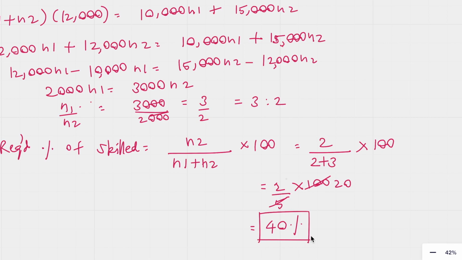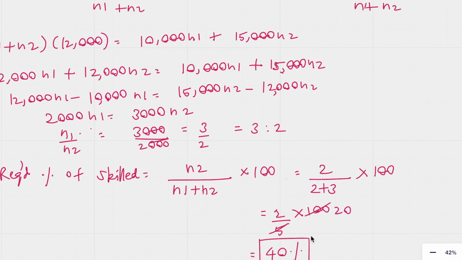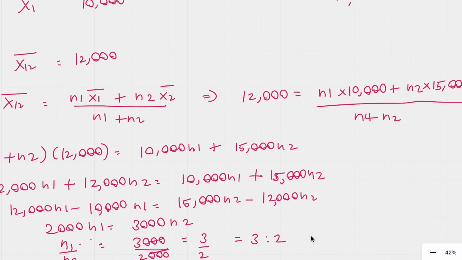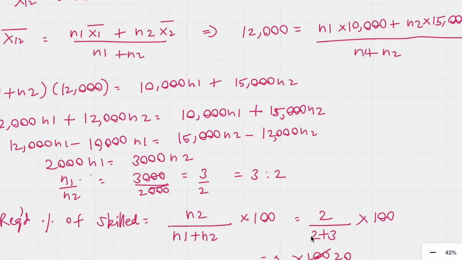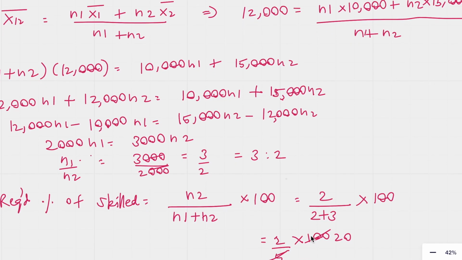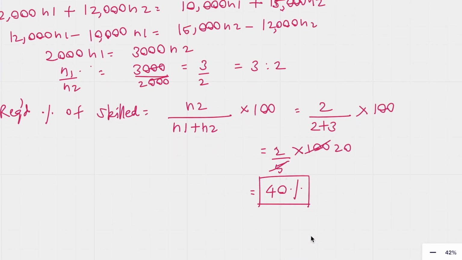40% is the answer. So we will take first the formula for combined mean, then we'll equate the values which we know in that equation, and thereafter we will find the proportion between n1 and n2, and after that finally we will find the percentage of n2 as a percentage of the total. That is the way we work out this question.